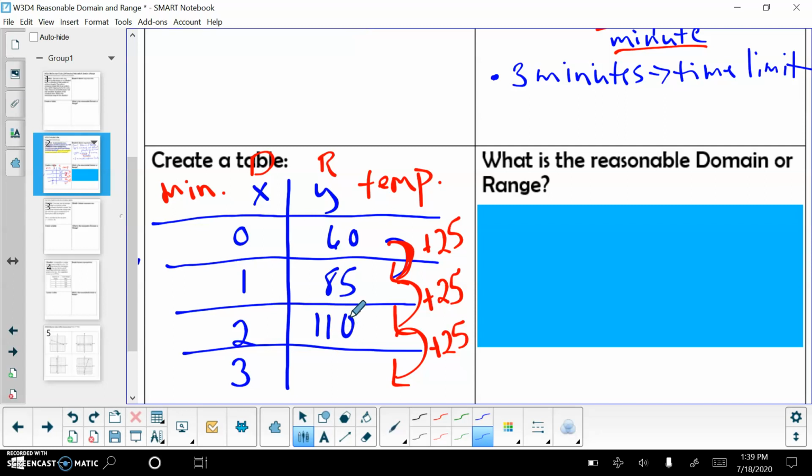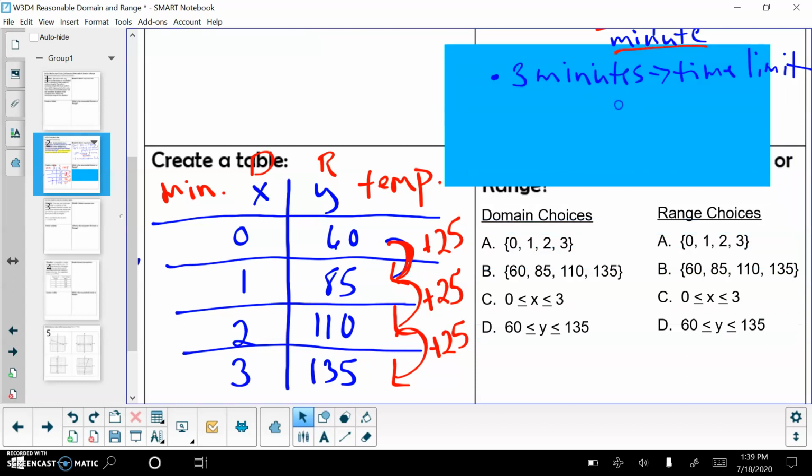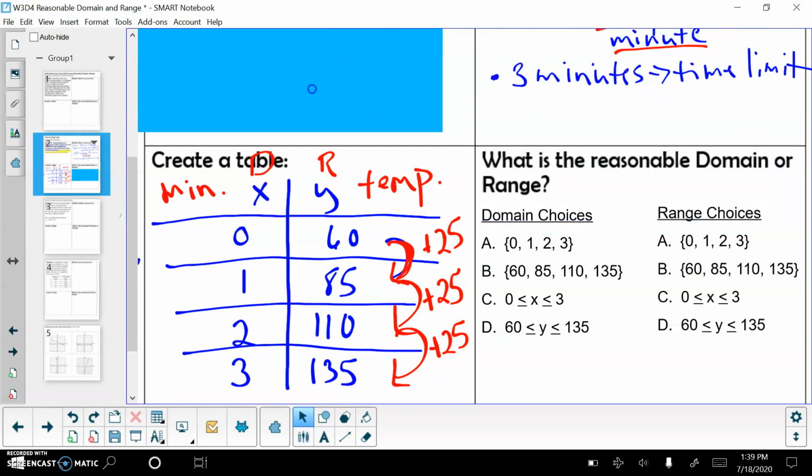And then I got to add 110 to 25. So at the end, when you stop timing it, stop measuring it, it's 135 degrees. So that's the table of values that I'm going to use to figure out my answers over here. So I'm going to move this off because these are my answer choices.